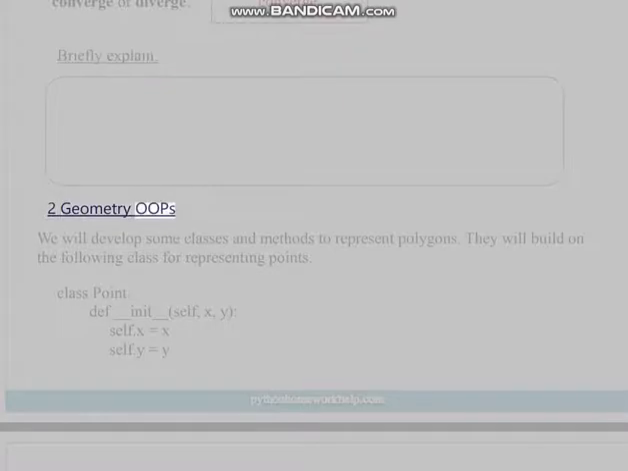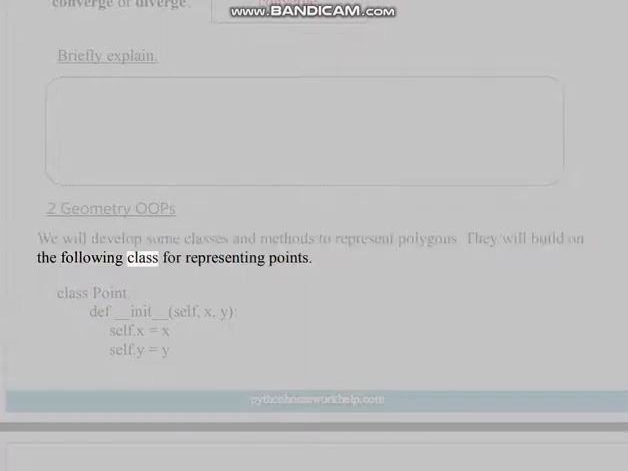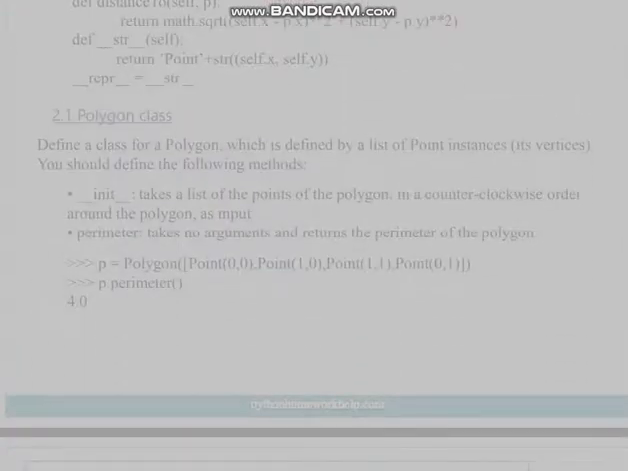Two: geometry OOPs. We will develop some classes and methods to represent polygons. They will build on the following class for representing points. Class Point, def __init__(self, x, y): self.x = x, self.y = y. def distance_to(self, p): return math.sqrt((self.x - p.x)**2 + (self.y - p.y)**2). def __str__(self): return 'Point' + str((self.x, self.y)).